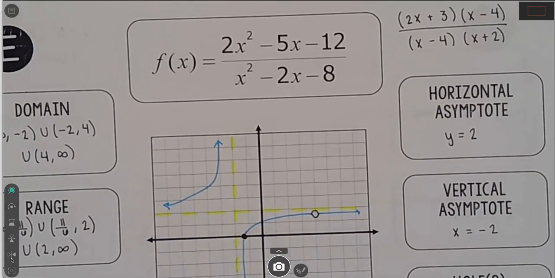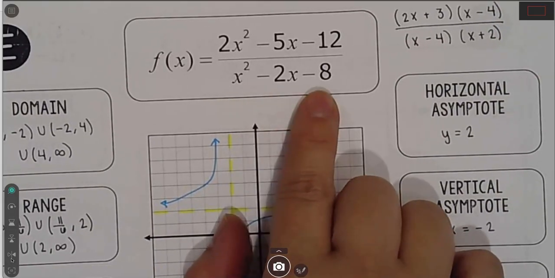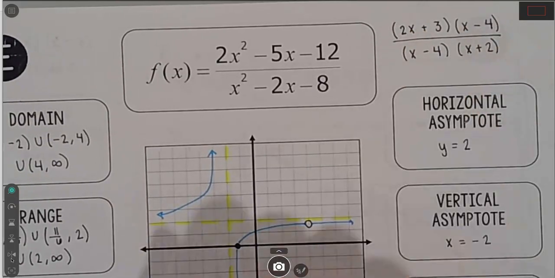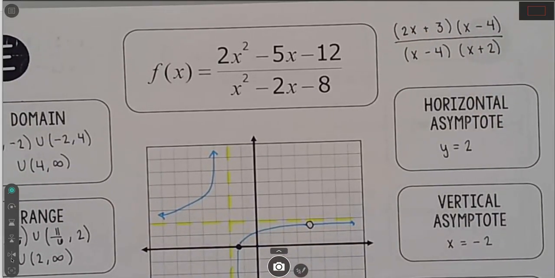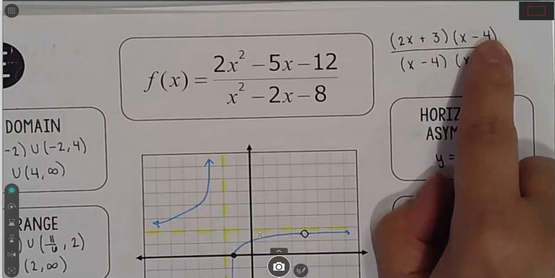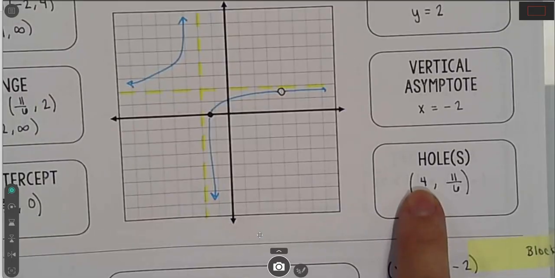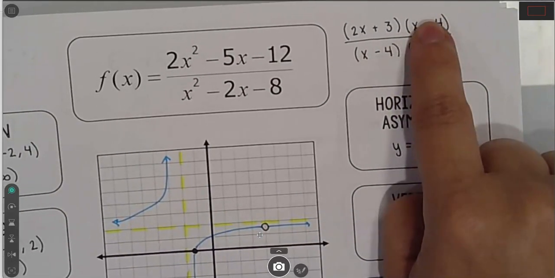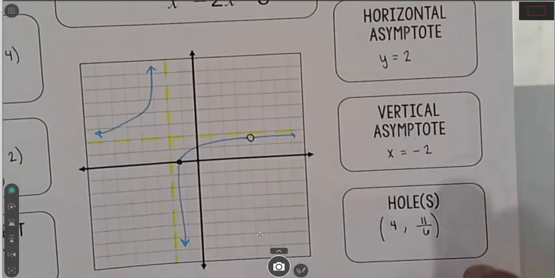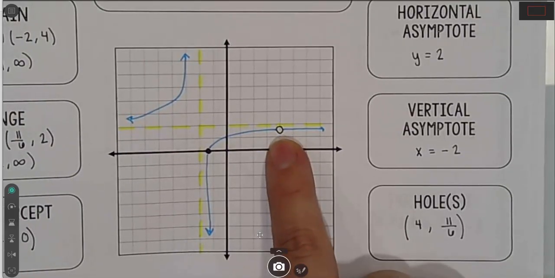And finally, we have f of x equals 2x squared minus 5x minus 12 over x squared minus 2x minus 8. First thing you're going to want to do is factor the numerator and the denominator. Sorry, the video glitched there for a second. I'm not sure where I left off, but here this is factored. There is a common factor on top and bottom, so we know that there is a hole at 4. If you cancel out the x minus 4, and then plug in 4, you end up with 11 over 6 for y, so the hole is at 4, 11 over 6.